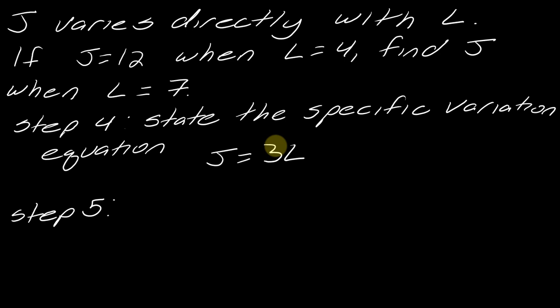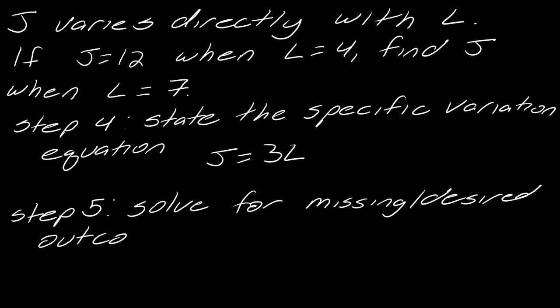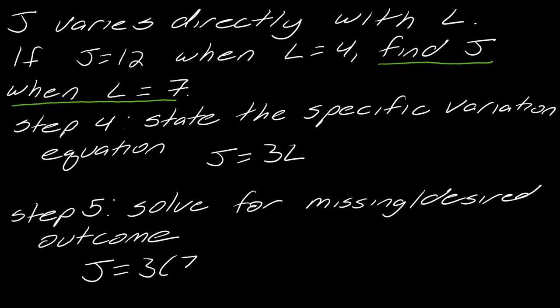And then step 5 is to solve for the desired variable. I said missing or desired outcome. What I'm really referring to here is this idea of find J when L equals 7. So this is telling you to find a specific value. Now all I have to do is plug in what I was given. So I've got J equals 3 times 7. Therefore, J will equal 21. So that's your final answer.